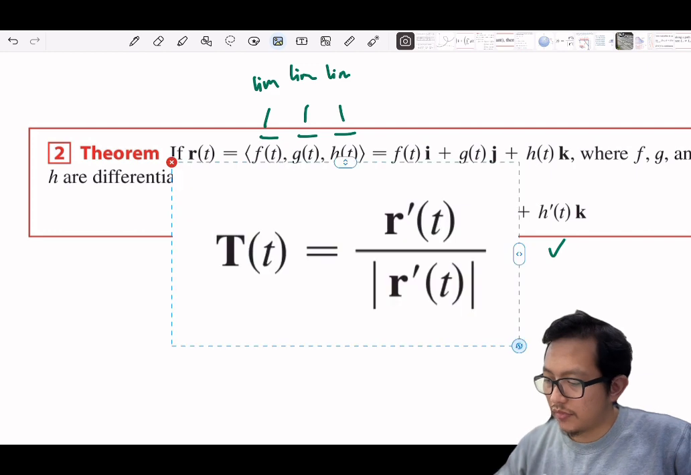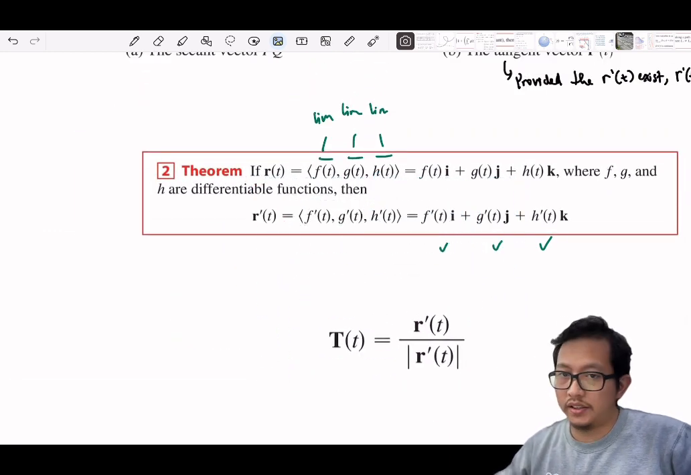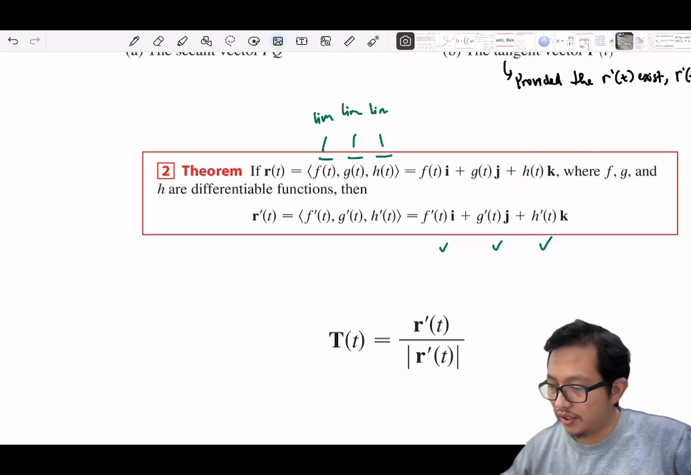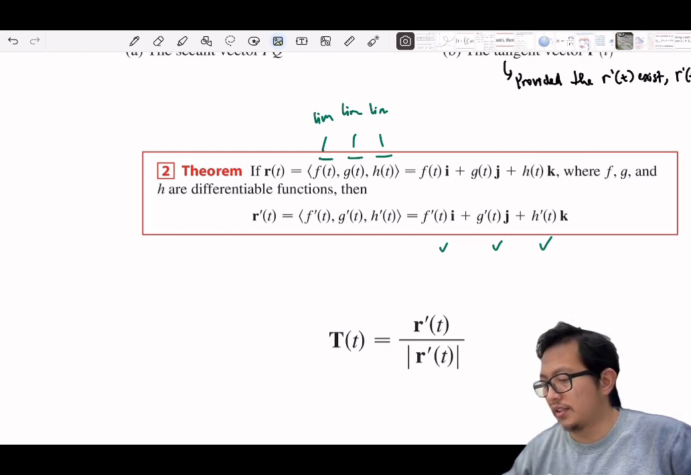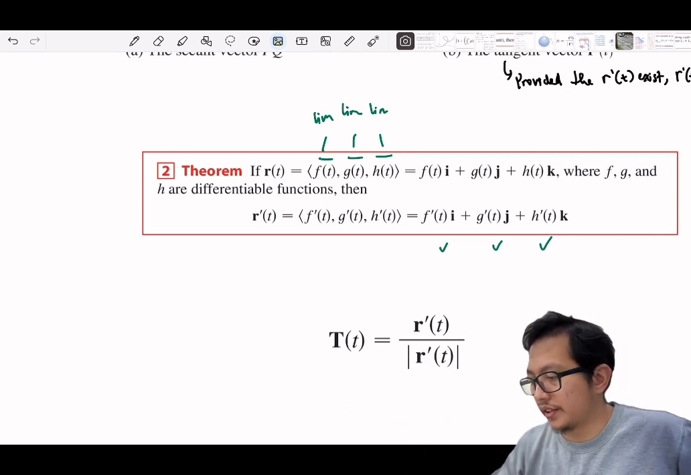Another idea is that we have the unit tangent vector, as in vectors. We say this is T, with capital T, which is r prime divided by the magnitude of r prime. It's very simple, according to the vectors.